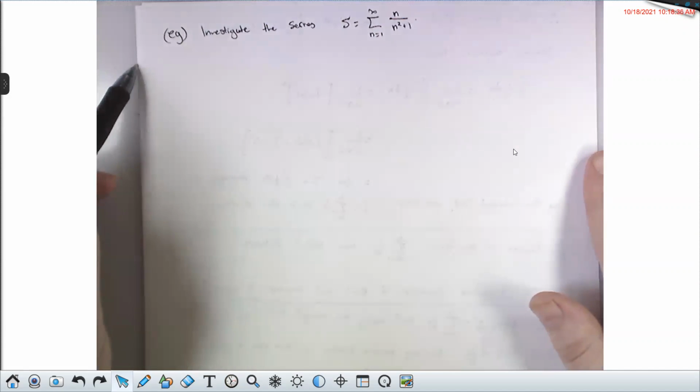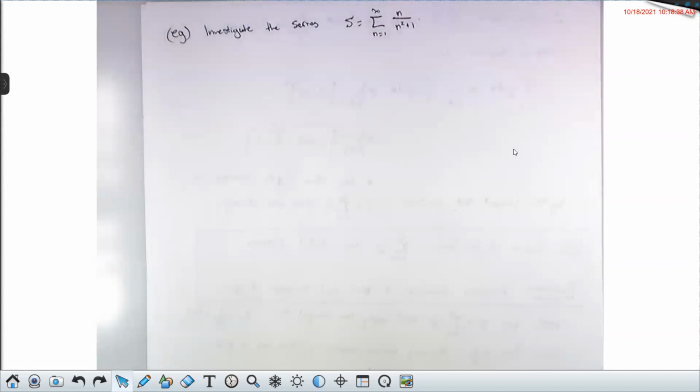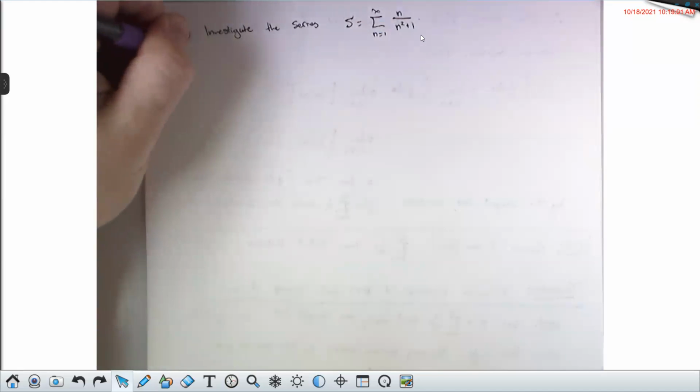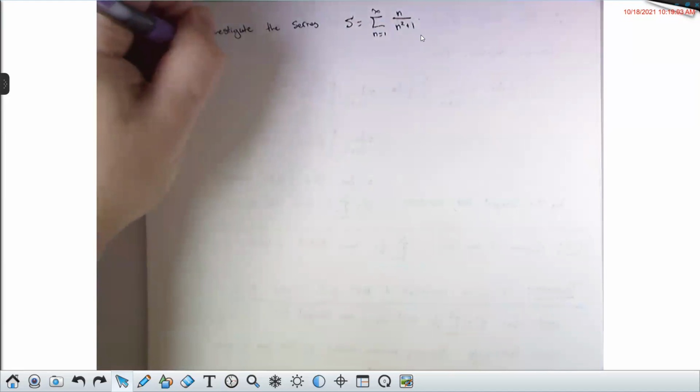Again, in your mind, the first thing you want to do is run the test for divergence. The a_n's here are n over n squared plus 1. Do those go to 0 as n goes to infinity? If you just plug in infinity, you get an indeterminate form. So let's actually write it out. But yeah, it does go to 0.